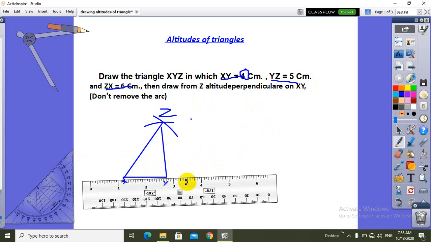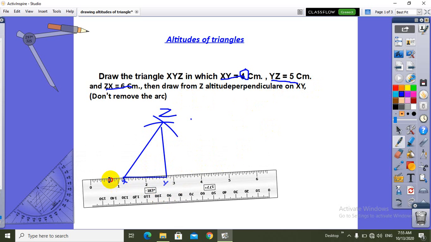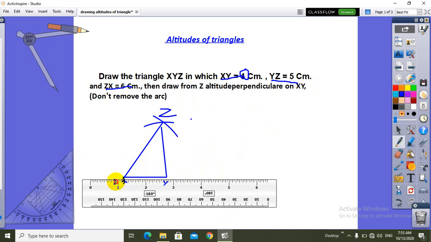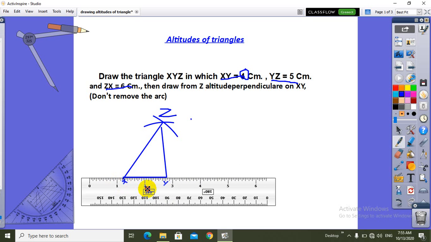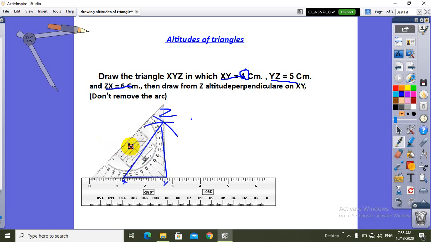Put the ruler on the side opposite Z. This is XY, to be exactly on it, like this. That's true. Then I will use this set square to be exactly over the ruler and over the side of XY. Okay, and move this set square. When it reaches the point Z, I will join the line.